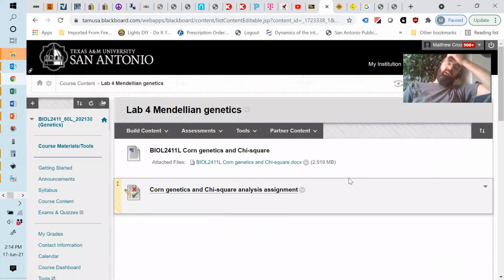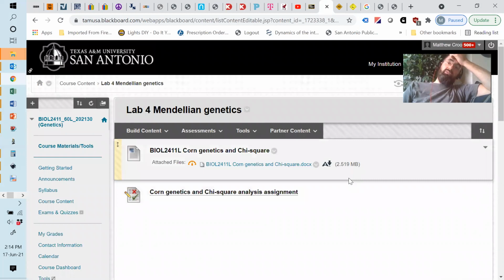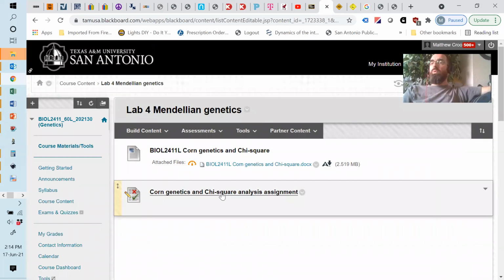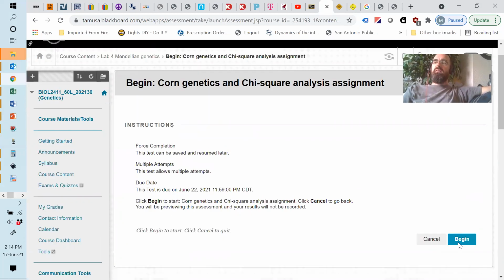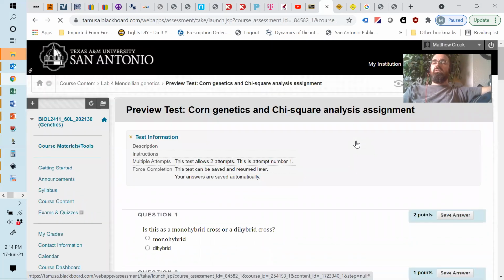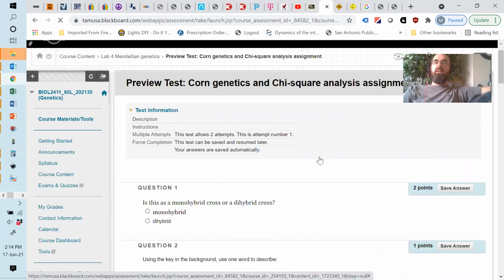So in many ways, I'd consider this a kind of revision for the exam, both for the Mendelian genetics part, but also for the chi-squared part as well. That's kind of the aim behind this, right? It is to reinforce those ideas.